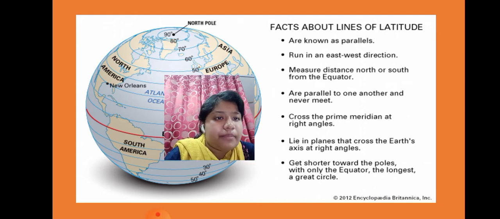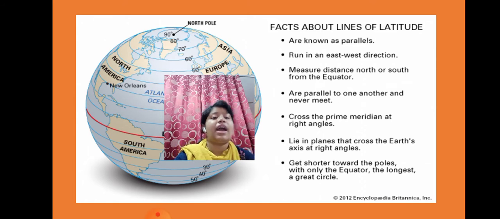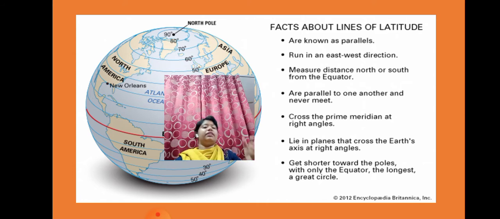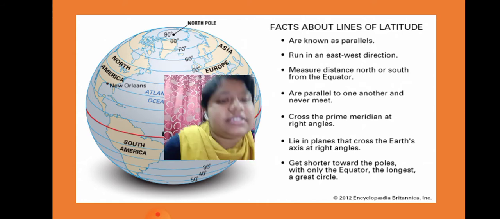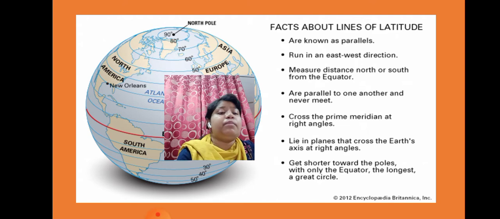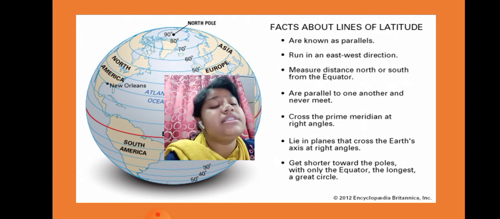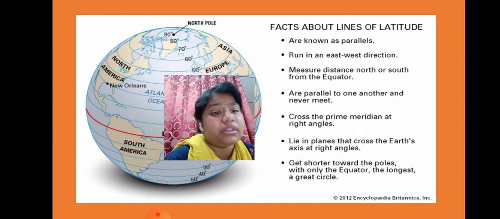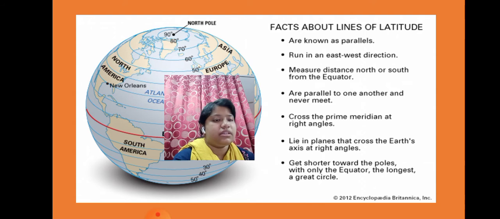They are parallel to one another and never meet. As they are parallel one upon the other, they never intersect. They cross the prime meridian at right angles. We will study the prime meridian in the next slides. They lie in planes that cross the Earth's axis at right angles. They get shorter towards the poles, and only the equator, the longest, is a great circle.